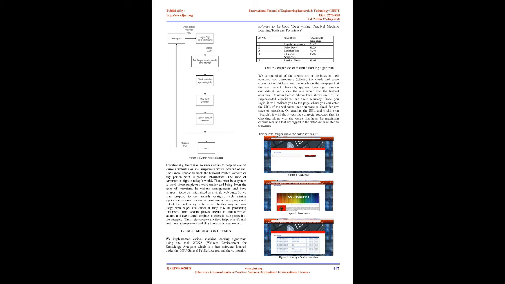K-nearest neighbors. K-nearest neighbors is a simple algorithm that stores all available cases and classifies new cases based on a similarity measure, e.g., distance functions. KNN has been used in statistical estimation and pattern recognition already in the beginning of the 1970s as a non-parametric technique.